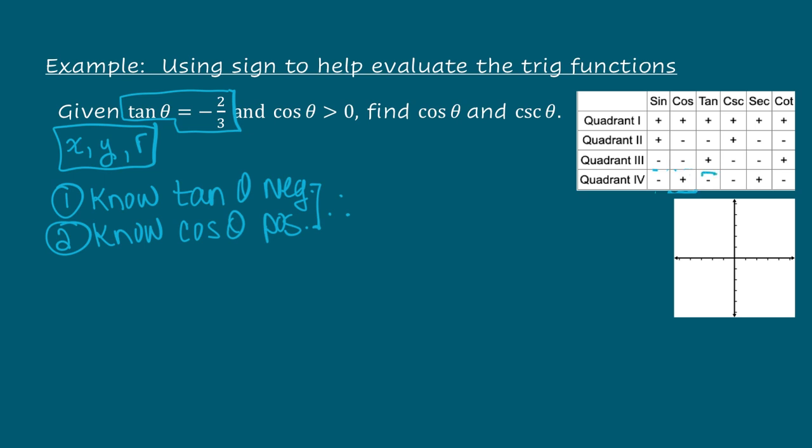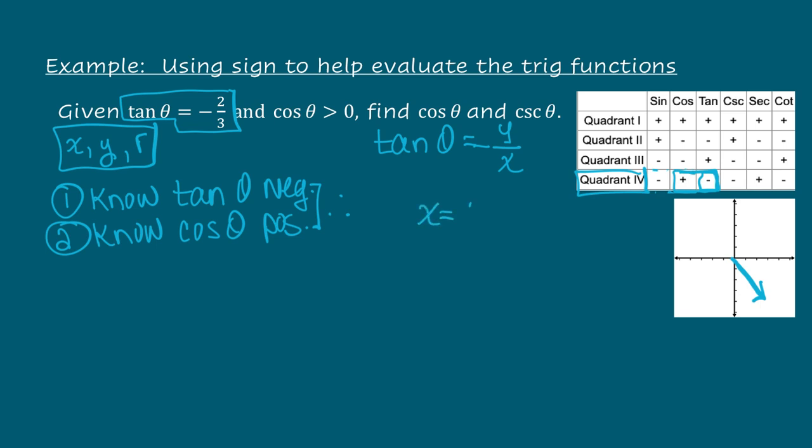Right here, I had a tan that's negative and a cosine that's positive. This is where I wanted to be. I'm in quadrant 4. And the reason I need to know that is so that when I look at tan theta equal to negative 2/3, I know that the ratio for tan theta is y over x. But because my negative is right here, I don't know whether it's my y or my x value that's negative. But because I know I am down in this quadrant right here, this tells me that it's my y value that's negative.